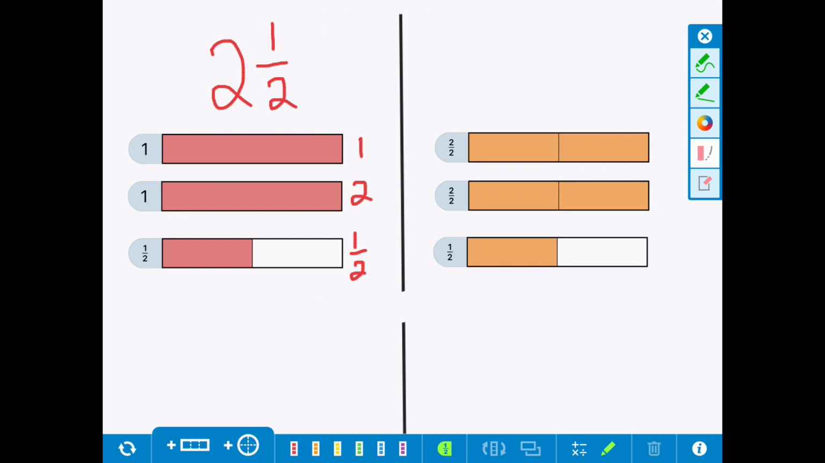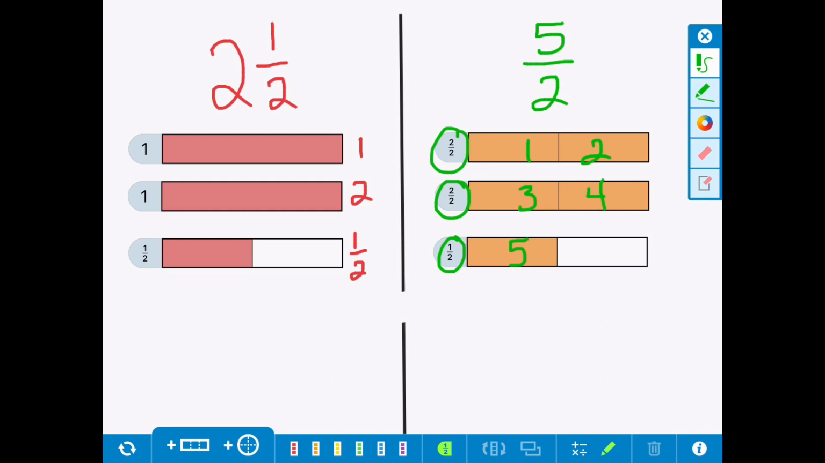There are 2 wholes on the left side and a half, and there's still 2 wholes on the right side. 2 wholes, 1, 2 and a half. But instead of seeing them as 2 wholes plus a half, I'm going to look at what's on the right side. I have 2 halves, I have 2 halves, and I have 1 half. I have 2 halves, I have 2 more halves, which gets us to 4, and I have 1 more half, which is 5. So I have 5 halves on the right side.